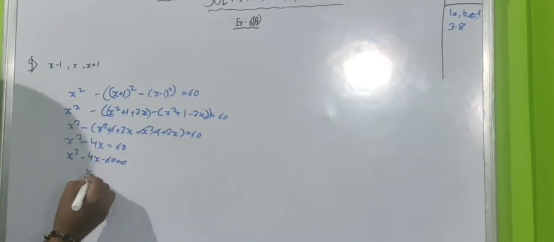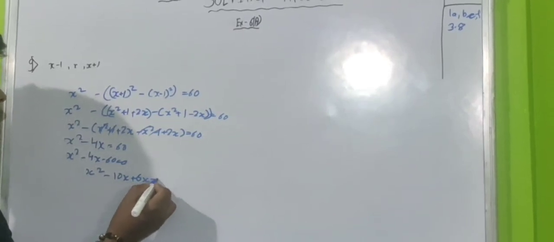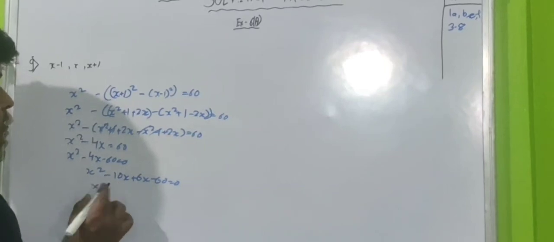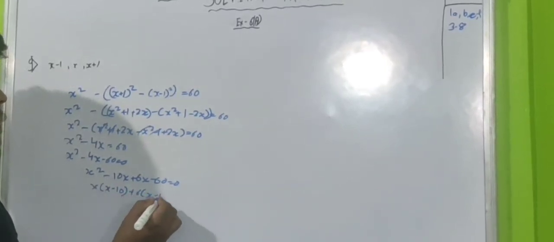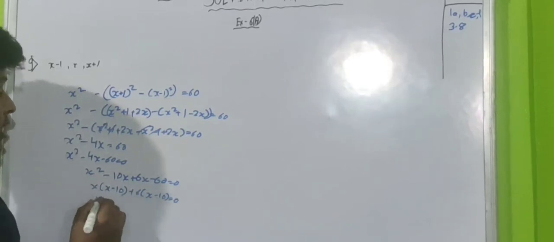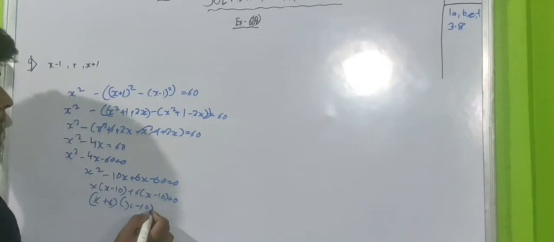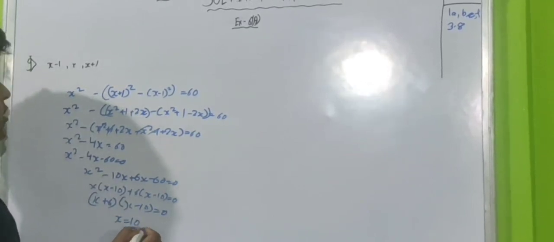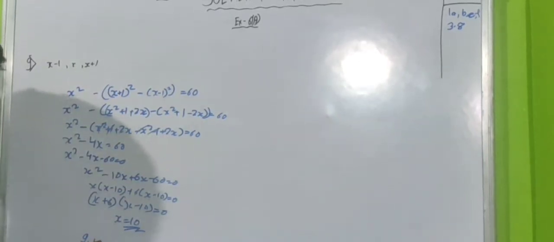On the middle term split you will get minus 10x plus 6x minus 60 is equal to 0. x square, x minus 10 plus 6, x minus 10 is equal to 0. x plus 6 and x minus 10 are the factors. So here x is positive 10, so this will be the answer. Put it here, you will get 9, 10 and 11, because x is this, minus 1 is 9 and plus 1 is 11. So these are the answers finally.